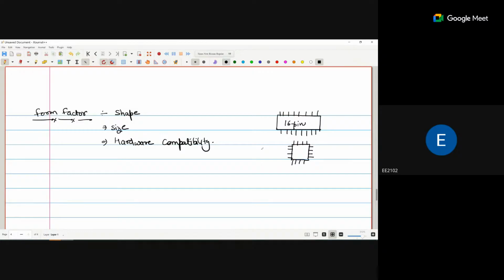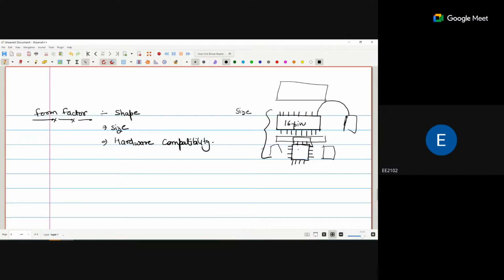Okay, so what is the difference between these two? If you see, one is the size. Second thing is that in a 16 pin IC, you can connect components on this side and this side. If you want to connect a component here, you have to create particular wiring from here to here. In this type of 16 pin IC, you can connect components in all four directions.